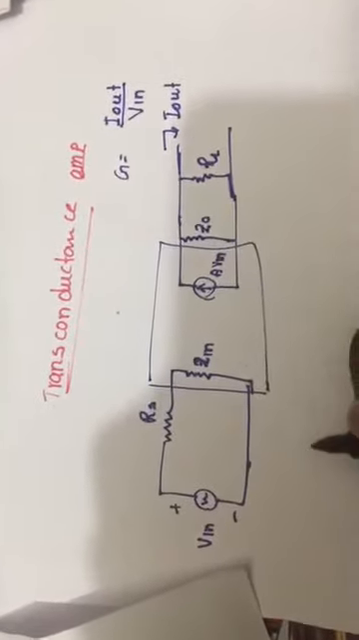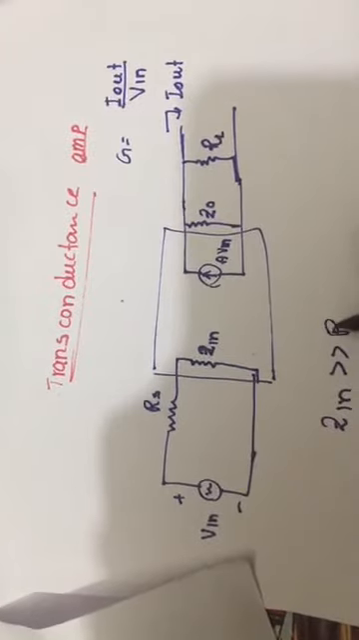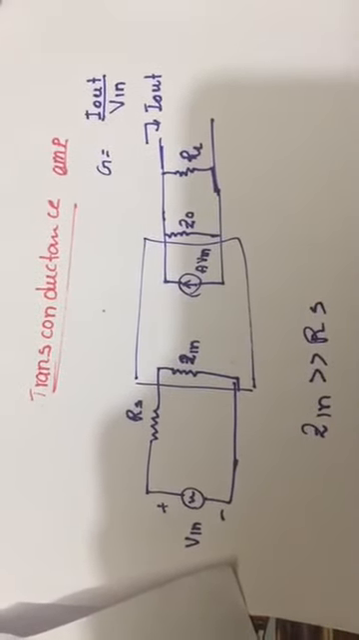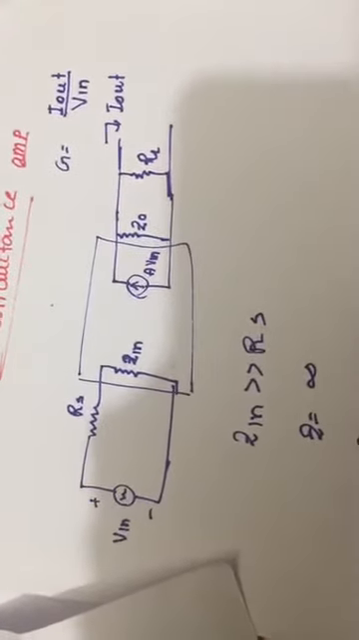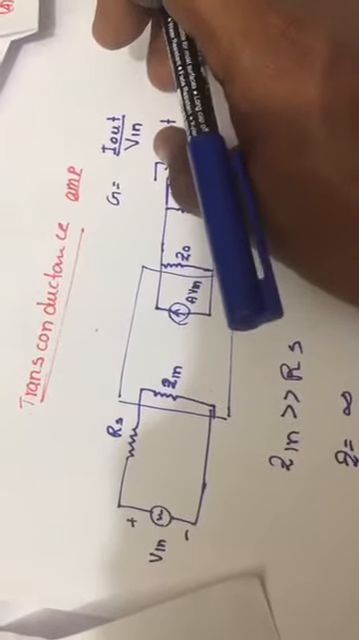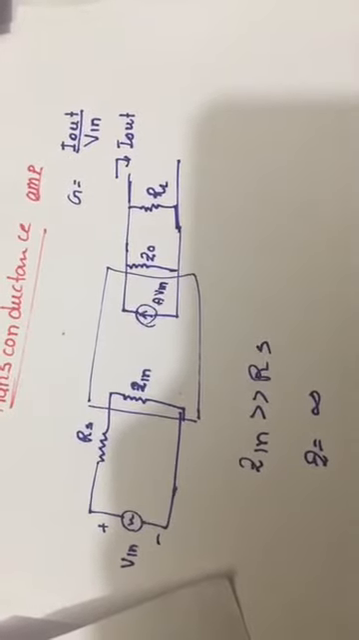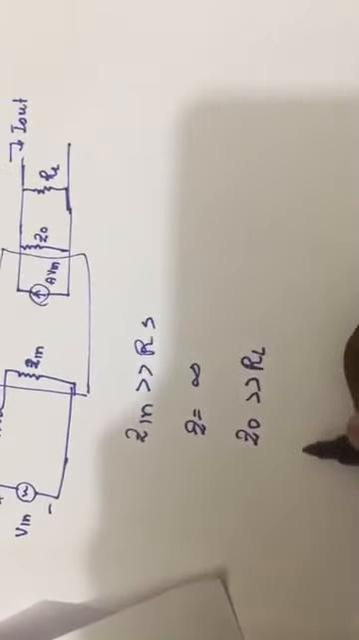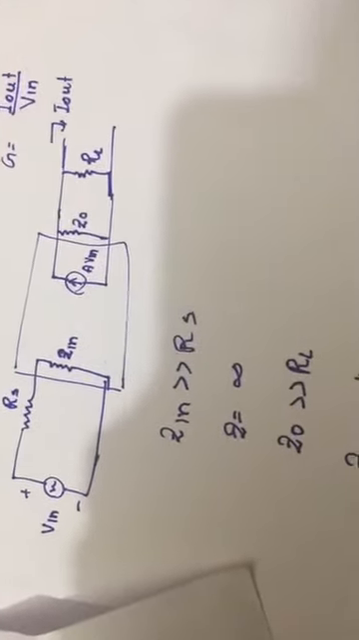Let's take two decisions. If we need to enter the maximum voltage input in our circuit, it means Z input should be greater than RS. It means Z input should be infinite. And for Z output, if we need to get the maximum I output, we can simply say Z output should be greater than RL. It means Z output should also be infinite.